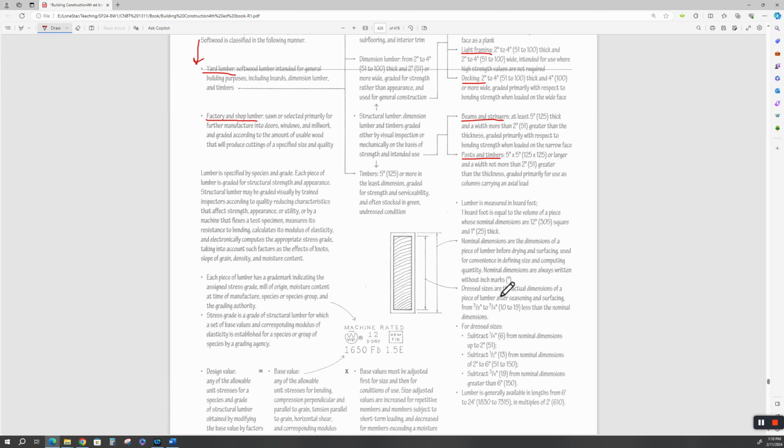We're not going to belabor all this. You know where to find it if you get asked. The lumber is specified by species and grade.